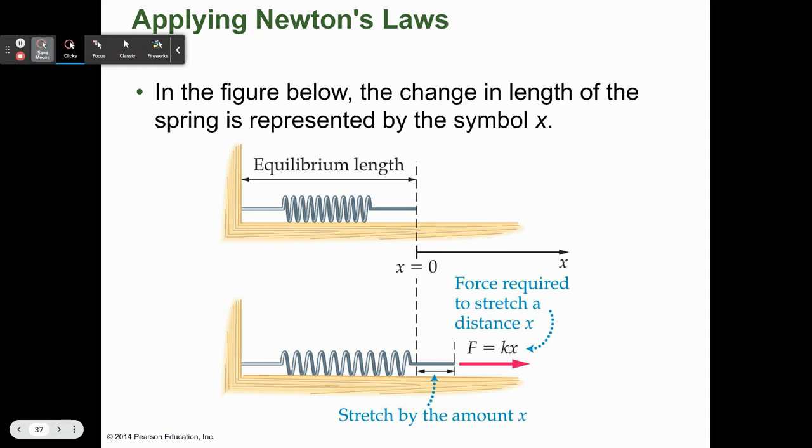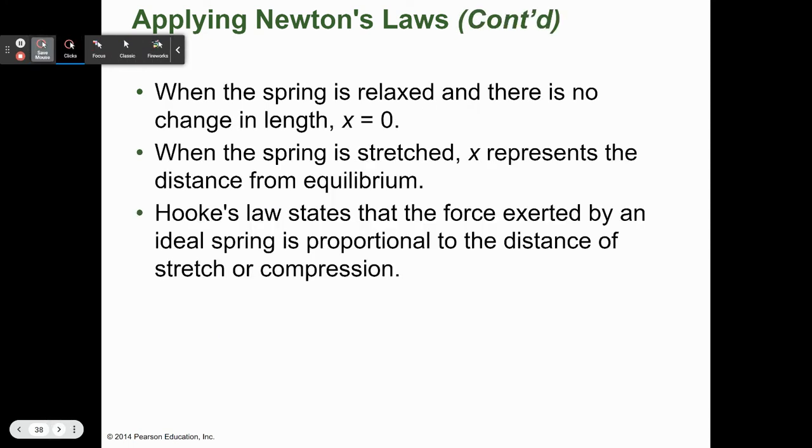All right, so when the spring is relaxed, you don't have any change in length, so x is 0. When the spring is stretched, you have a length equal to x. And so we get what's called Hooke's law, the equation you saw on the previous page: the force on that spring is equal to the spring constant k times x, which is the distance that the spring stretches.